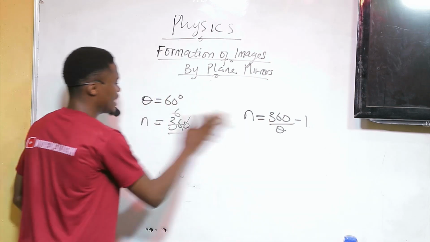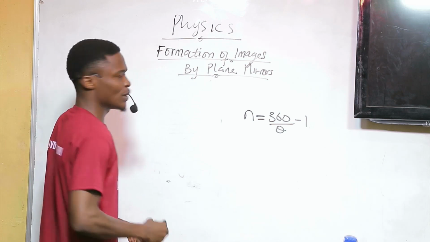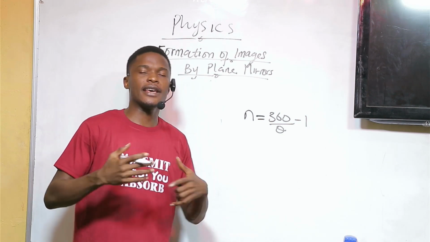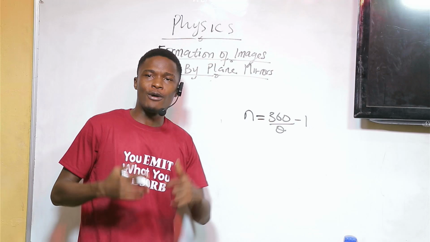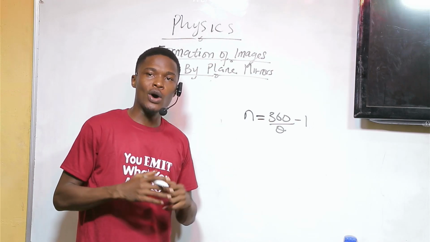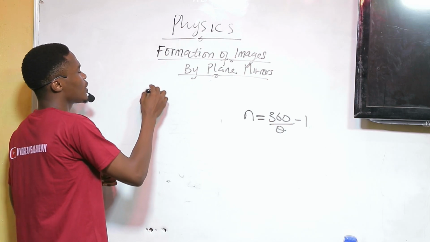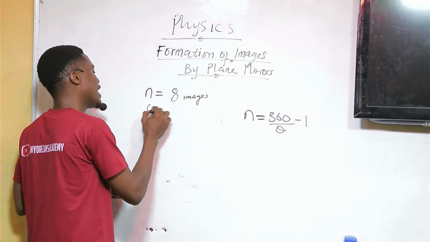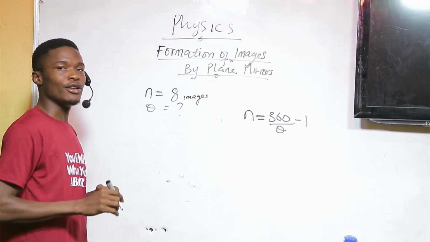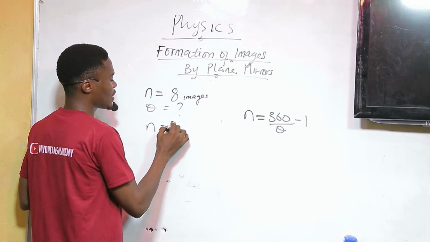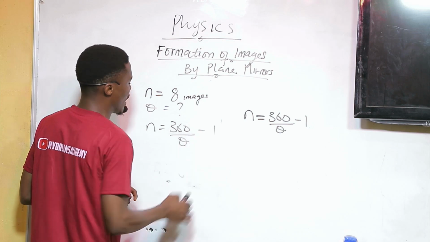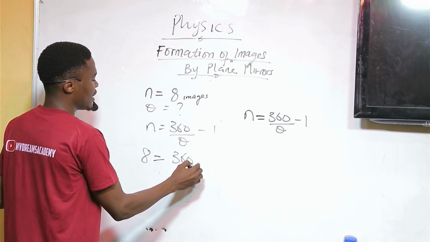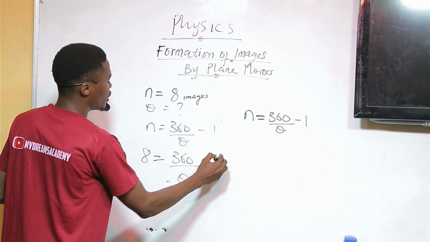One more example. Assuming we have a question that says we should find the angle between two mirrors if the number of images produced is, let's say, 8. So the number of images formed is 8, and we should find the angle between the mirrors. Let's see how that can be done. In the question, N is equal to 8 images, and we are looking for the value of theta. So N is equal to 360 over theta minus 1. N becomes 8, so we have 8 equals 360 all over theta, minus 1.